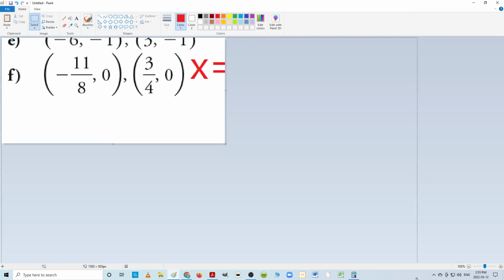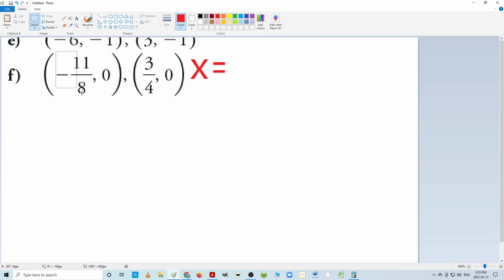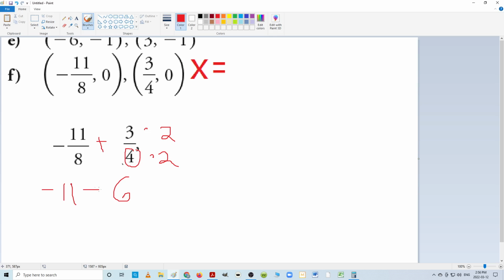So I have to add these fractions together. But with fractions, you have to make the denominators the same. So to turn this into 8, I have to multiply it by 2, but I must multiply the top by 2 as well. So that becomes 6 over 8 and minus 11. So it's minus 11 plus 6 all over 8. So that's minus 5 over 8.